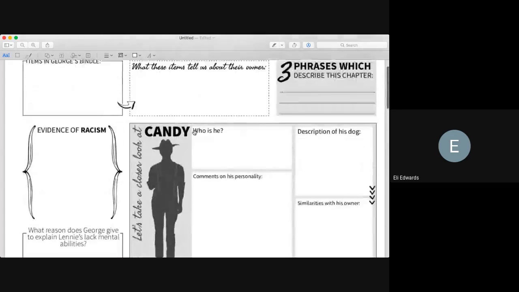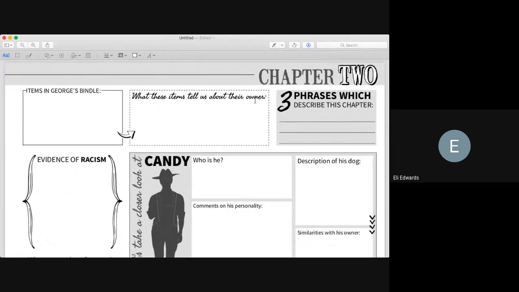Okay, so today we are looking at Of Mice and Men, Chapter 2. In Chapter 2, we get introduced to all the main characters in the novel. We're past the exposition now, getting into more of the rising action as we start to see some of the major troubles that could lie ahead for Lenny and George. If we're looking at our questions, three phrases which describe this chapter, you're going to come up with those on your own at the end.